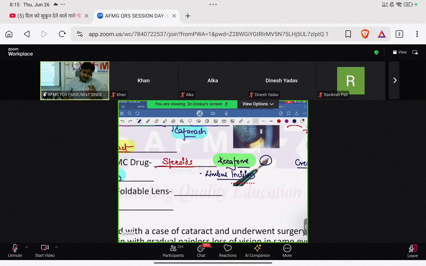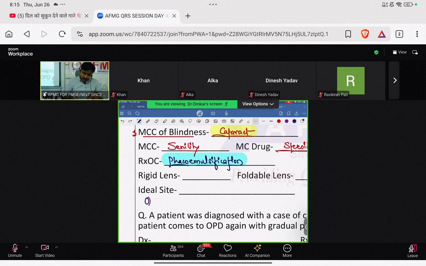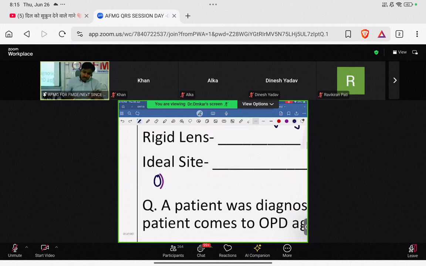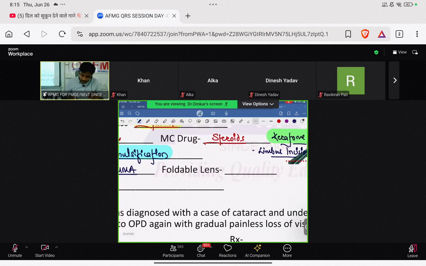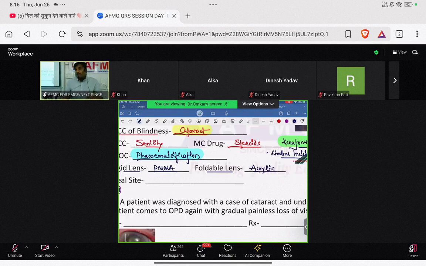Uske baad, we have to definitely place a new intraocular lens. The new intraocular lens that we place, beta, could be a rigid lens made up of PMMA, that is polymethyl methacrylate, or a foldable lens made up of acrylic, beta. Which are preferred? The foldable lenses made up of acrylic are commonly preferred, beta. Reason: in foldable lens we need only a smaller incision, beta. Isliye they are always preferred.